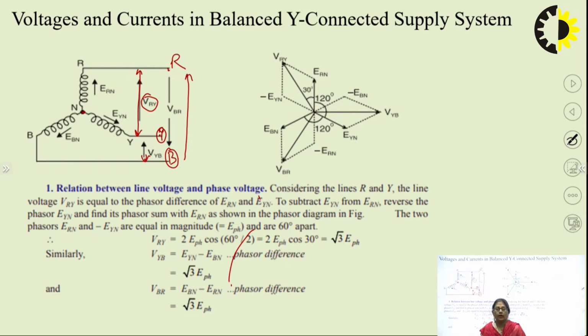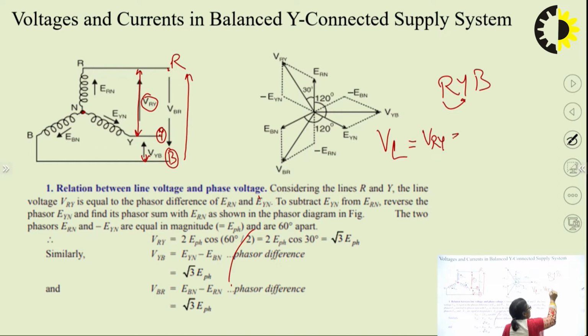Remember, I am following the phase sequence. What is the phase sequence? That is R, Y, B. So what are the line voltages I have written? The very first line voltage is between R and Y, that is VRY. The other line voltage is between Y and B, that is VYB. The last line voltage is between B and R, VBR. I am following the phase sequence.